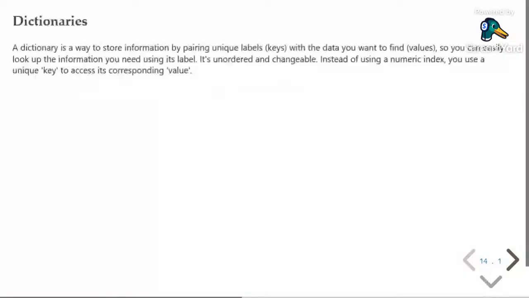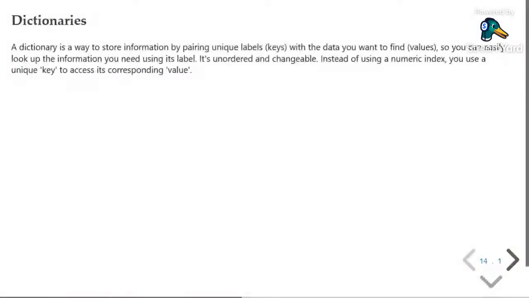Dictionaries. A dictionary is a way to store information by pairing unique labels, keys, with the data you want to find, values. So a dictionary makes use of keys and values. When you have a key, it has a value. So you can easily look up the information you need using its labels. It's unordered and changeable. What they mean here is that it's not in an ordered format and it's also changeable, just like a list is changeable.